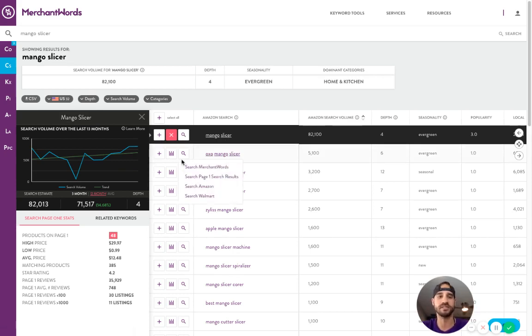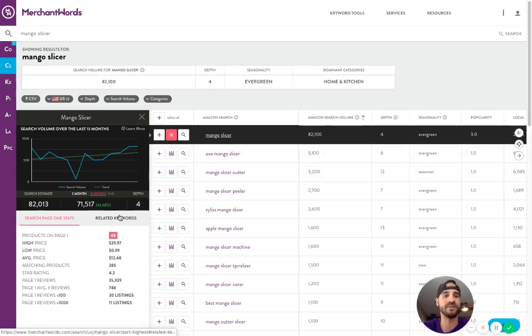That auto suggestion, excuse me. So coming down here, this is how many products are on page one of search for the keyword mango slicer. Coming down to the price, the highest price on page one is $29, lowest price 99 cents, average price is $12.48.